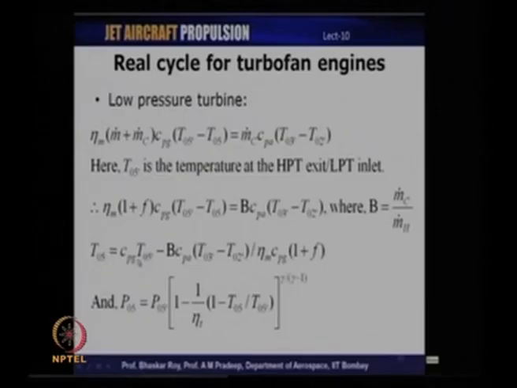what is shown here: Cpg into T05 prime minus B, which is the bypass ratio, m dot C by m dot H, into Cpa into T03 prime minus T02 prime, divided by mechanical efficiency into Cpg into 1 plus F. Similarly, find the low pressure turbine exit stagnation pressure as well.